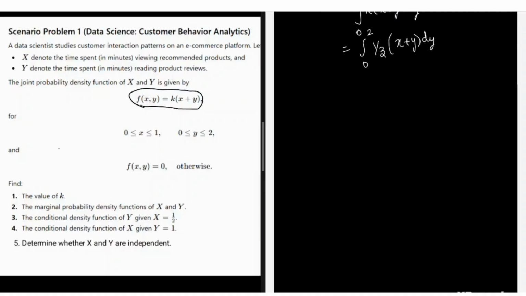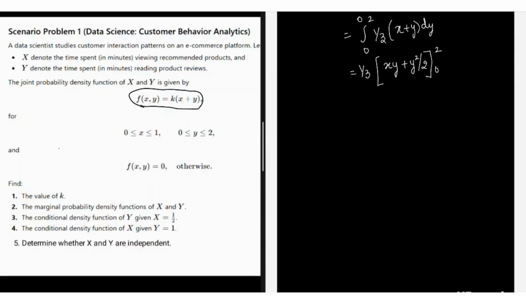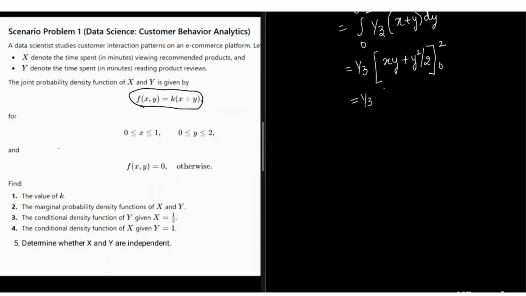So 1 by 3 is a constant that can be taken outside. So 1 by 3 into the integral of x with respect to y. x is a constant when it is integrated with respect to y, so you will have xy plus y square by 2, and the limit would be from 0 to 2. So this will be equal to 1 by 3 into, in the place of y you have to substitute the limit. So it is 2x plus 4 by 2. So these two things will get cancelled. For the lower limit it will become 0. So 1 by 3 into 2x plus 2. Okay, so this is your marginal probability density function of x.